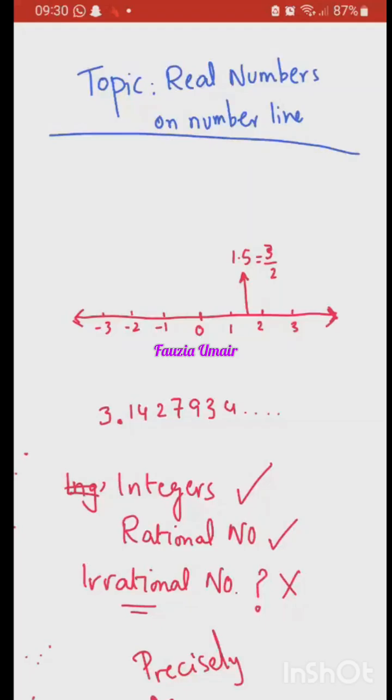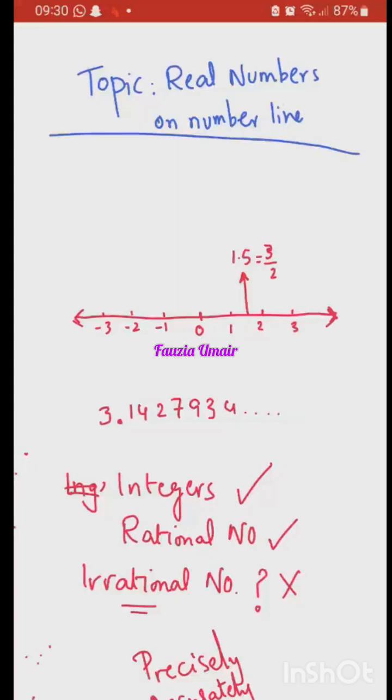Precisely or accurately. Why can we not do so? Because irrational numbers have a division that does not end, and there are unlimited numbers after the decimal point. So we cannot exactly locate their position on the number line. So we can just do an approximation. How can we do the approximation? By maybe rounding off the value to 3 or 4 decimal places.